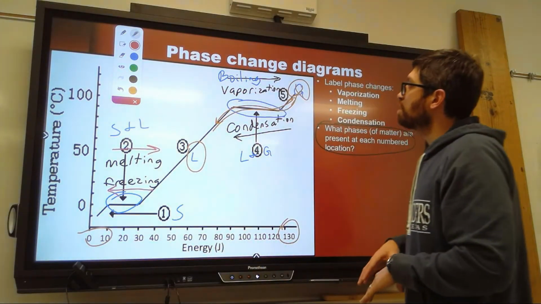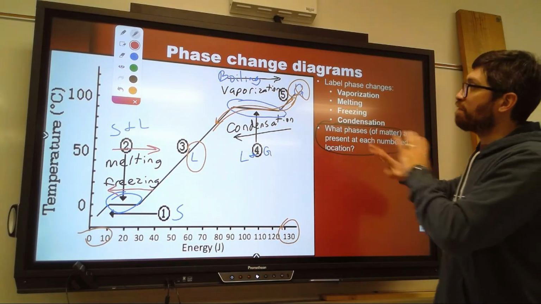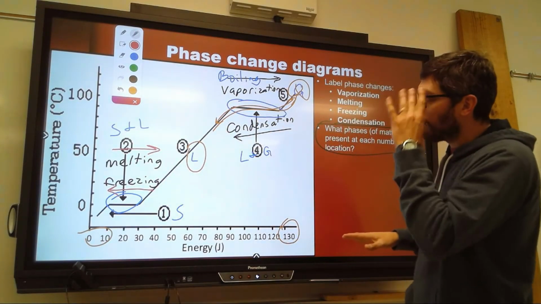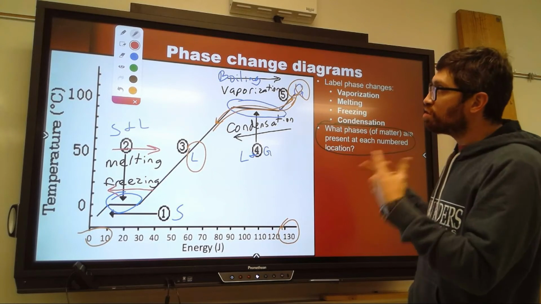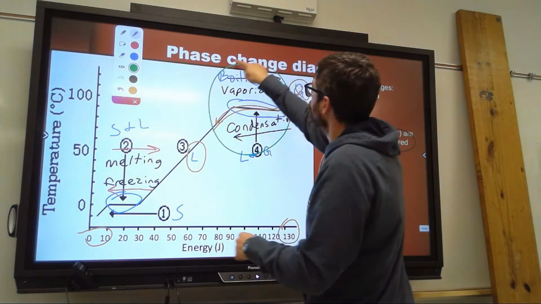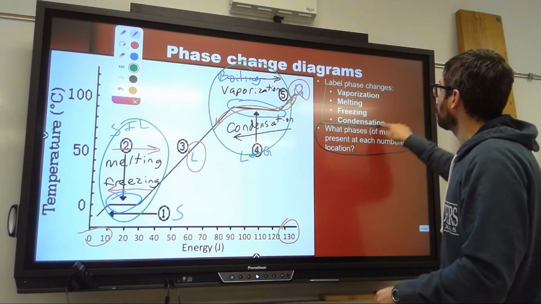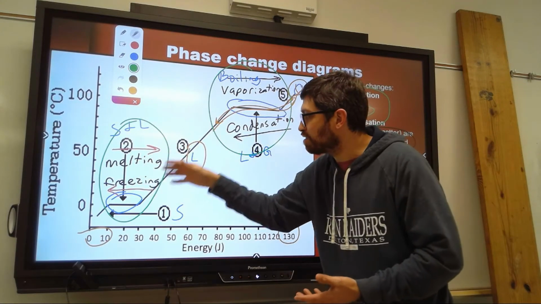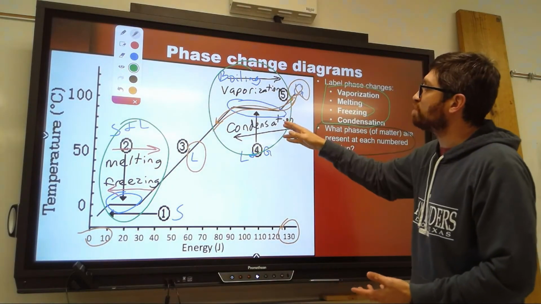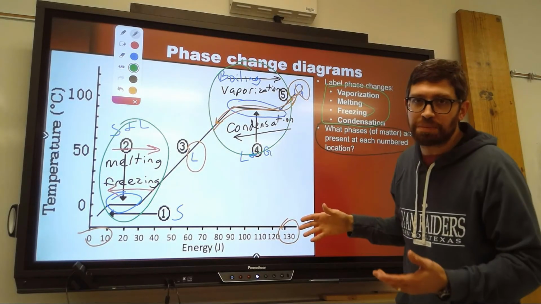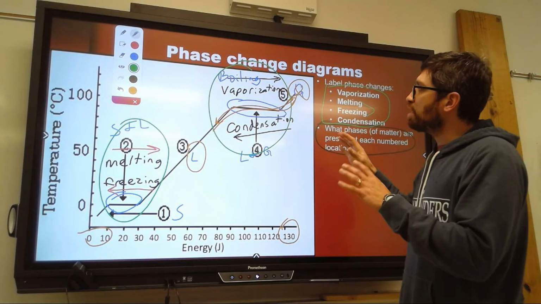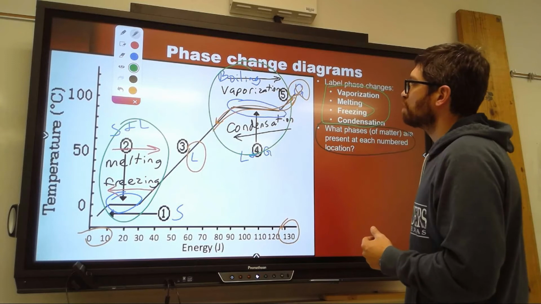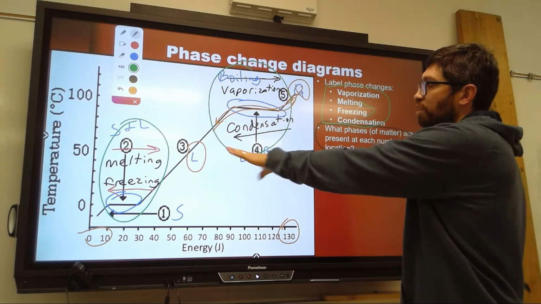So that's the first thing we've got to understand about a phase change diagram, and just what's on it. Where are the phases of matter? What phases of matter are present at each location? And where are the phase changes? Notice we really only have 2 phase changes, even though there were 4 words here. Melting and freezing is really the same thing, it's just in opposite directions. Solid to liquid or liquid to solid. Same thing with vaporization and condensation. It's really the same thing, just in opposite directions. So really only 2 phase changes, just opposite directions.